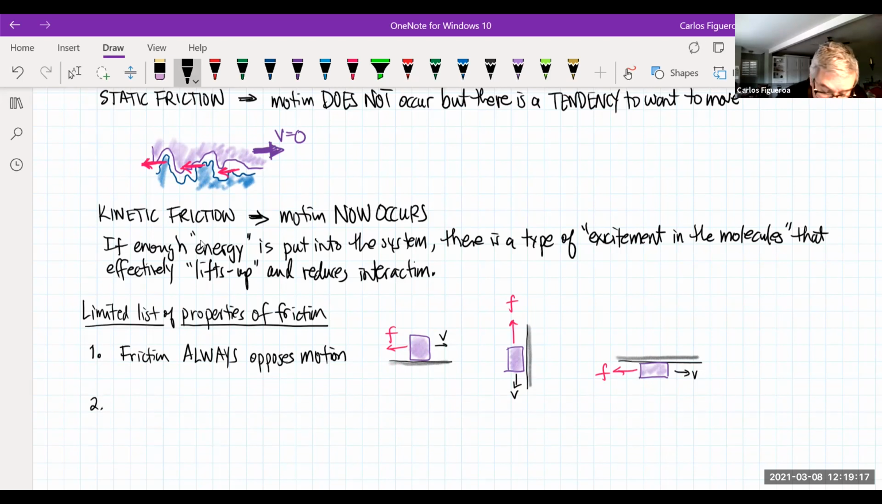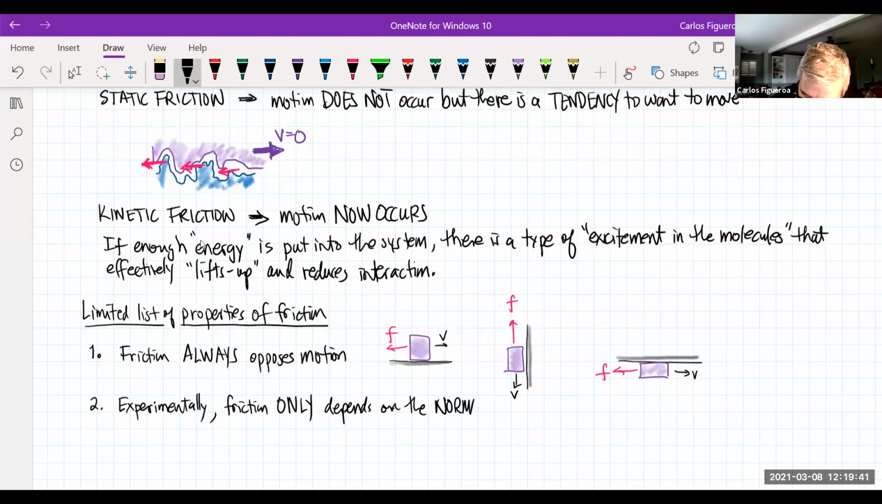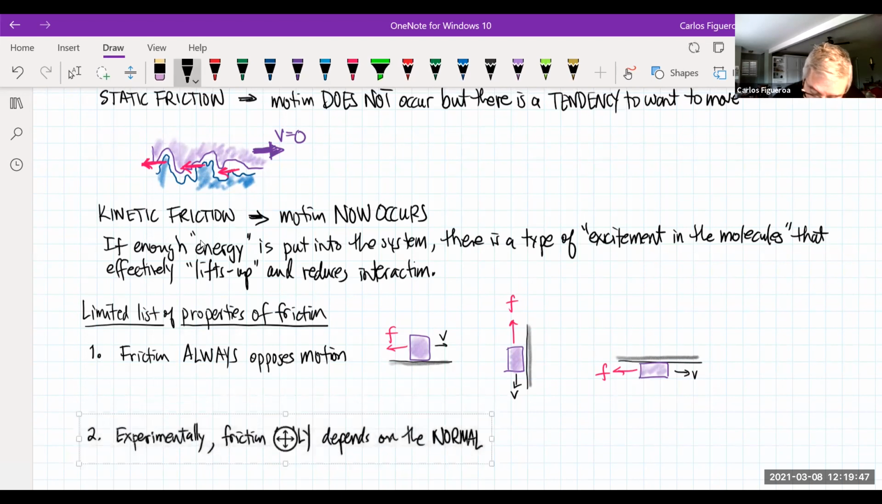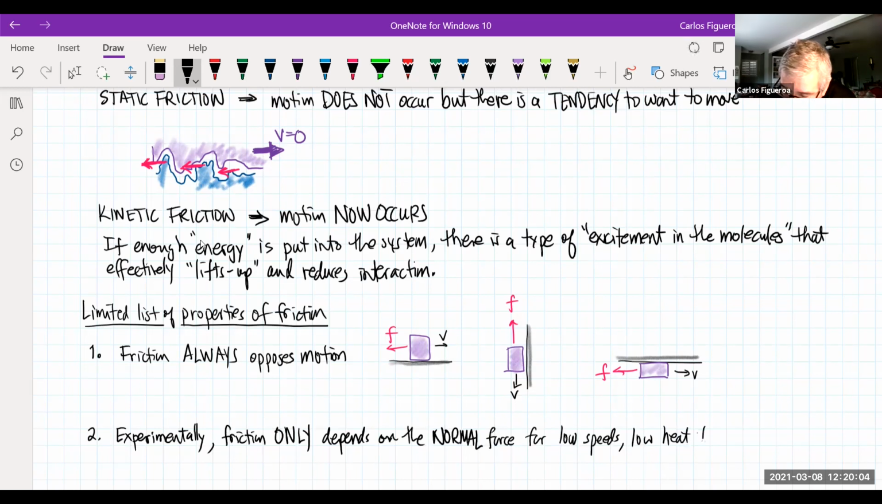What we find here is that experimentally, friction to a large extent only depends on the normal force for low speeds and low heat transfer.